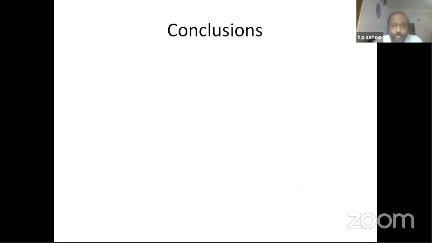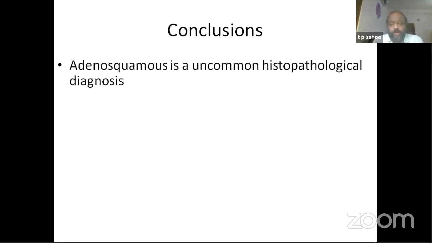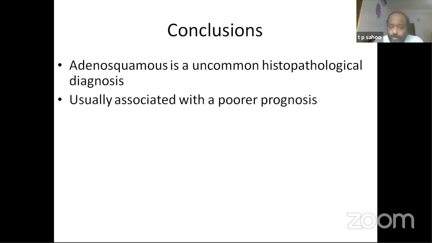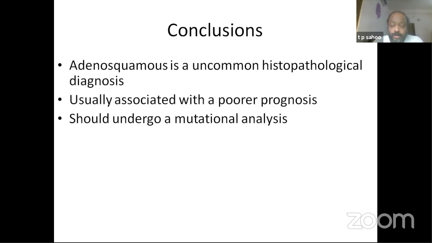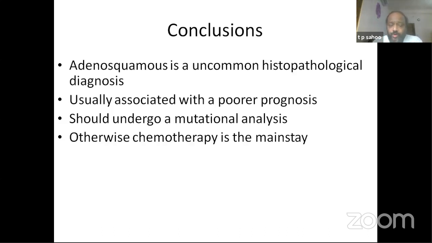So to conclude, adenosquamous is an uncommon histopathological diagnosis. It is around 0.4 to 4% in the literature, usually associated with a poorer prognosis, and should undergo mutation analysis. That's my major take-home message. Otherwise, chemotherapy is the mainstay. I would stop myself from using pemetrexed-based chemotherapy, and probably go for a gem or a paclitaxel.